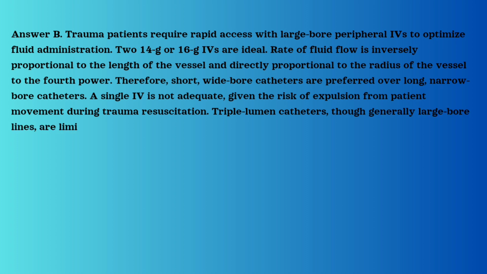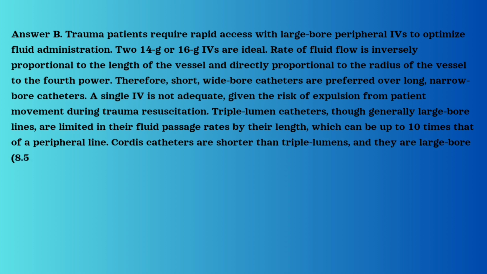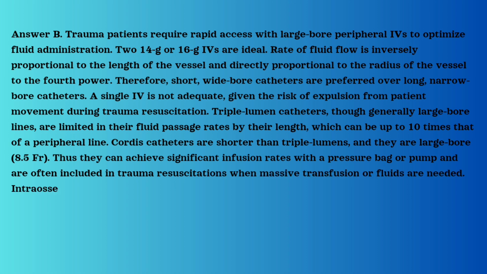Triple lumen catheters, though generally large-bore lines, are limited in their fluid passage rates by their length, which can be up to 10 times that of a peripheral line. Cordis catheters are shorter than triple lumens and they are large-bore, 8.5 French. Thus, they can achieve significant infusion rates with a pressure bag or pump and are often included in trauma resuscitations when massive transfusion or fluids are needed.